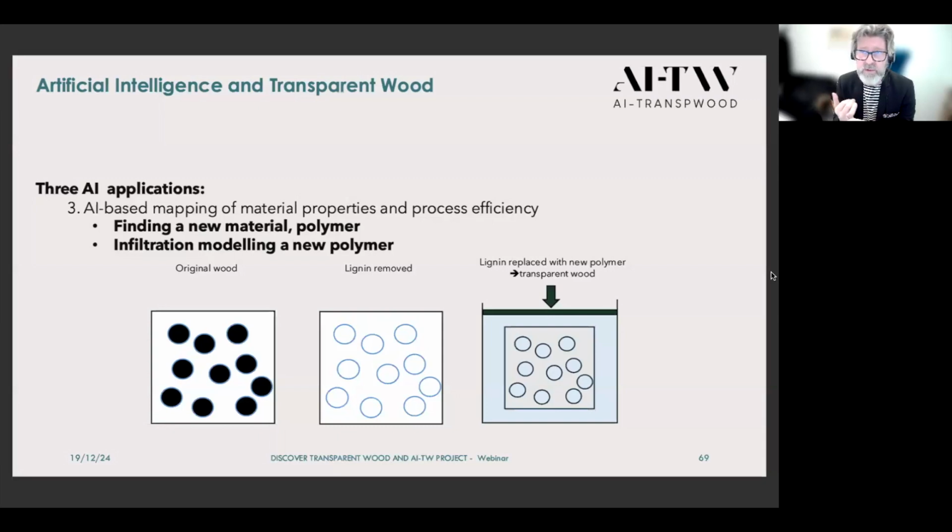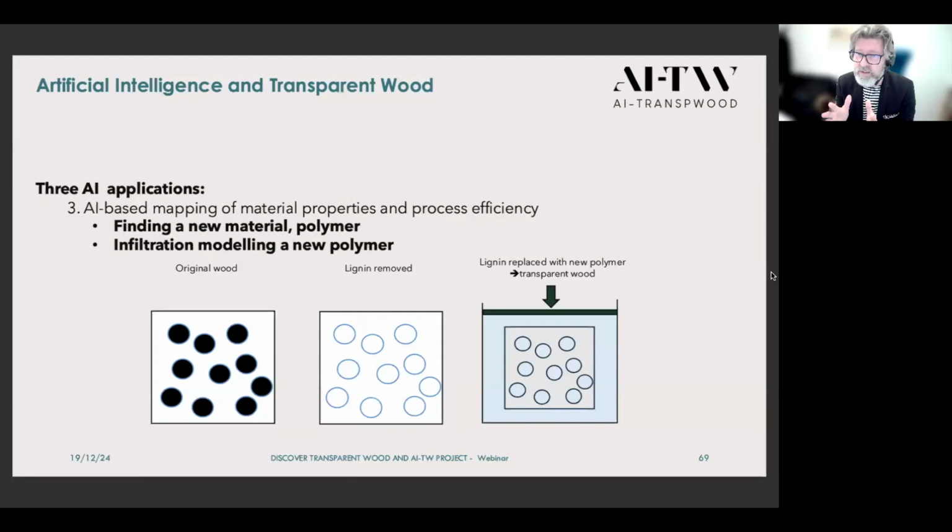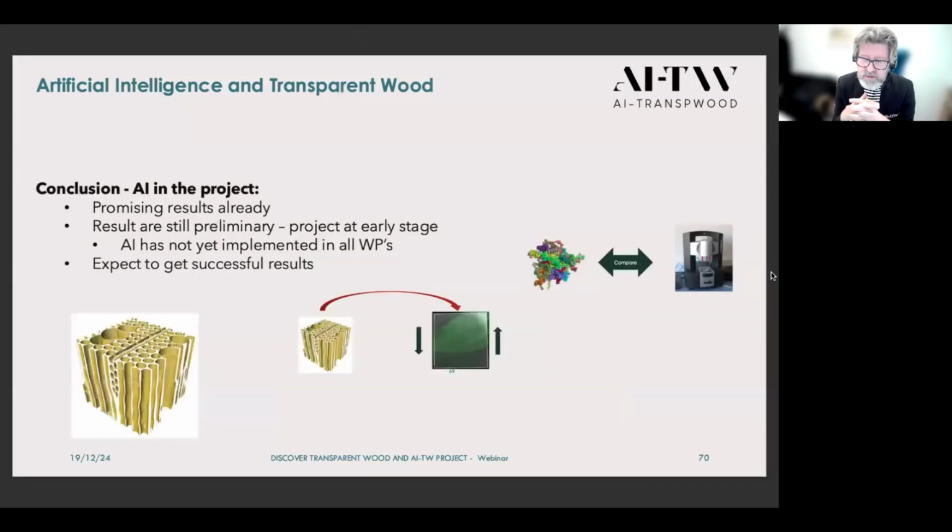So for that process development, we are using AI, and Antti Puisto in the next presentation, he will talk more about the process itself. But here the idea is to find a new material, monomer, which is easily polymerized and so that it is transparent, it has enough strength, and especially that we can infiltrate the material inside the wood. So that's one. The project is still in early stage, so we don't have many examples of the uses of AI yet, but the results we have got already are encouraging, and we expect to get good results with using AI.